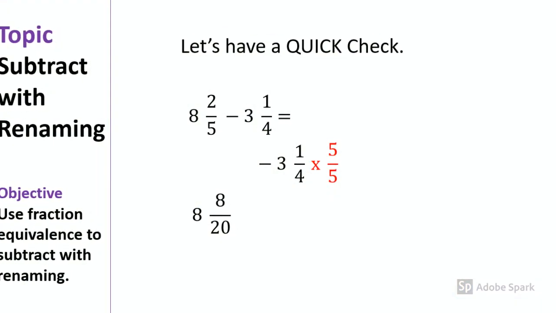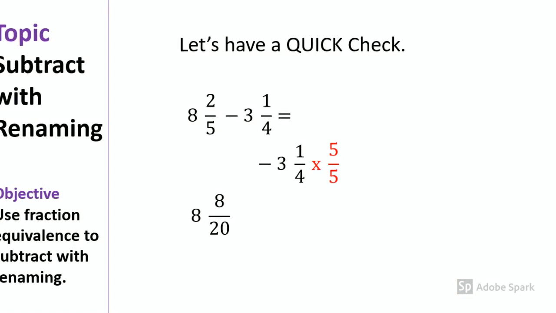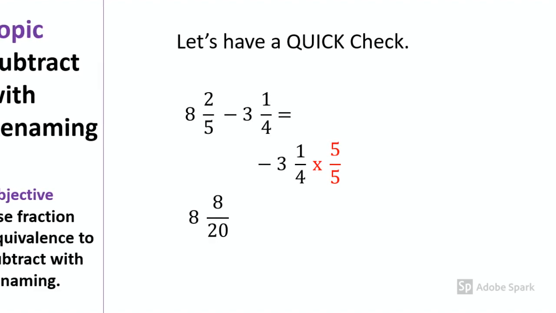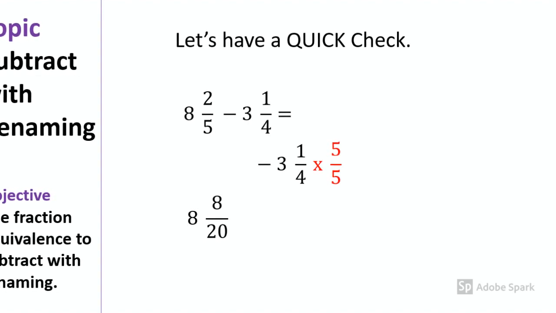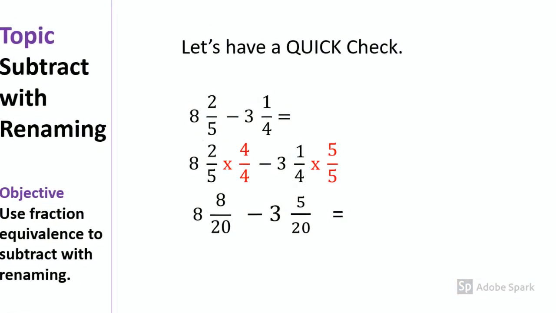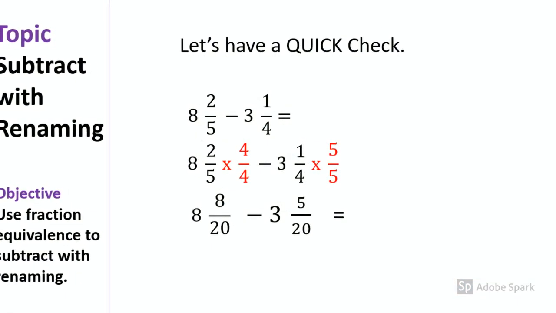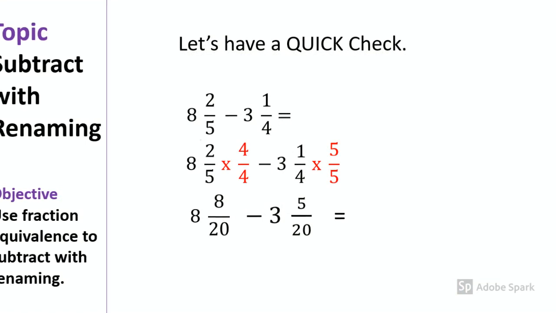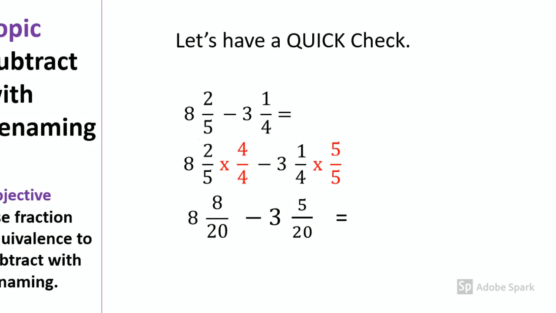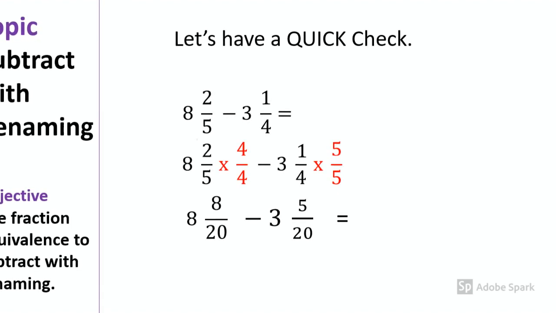Now, we are going to work on 3 and 1/4. We're going to multiply 1/4 by 5/5. Therefore, 1 times 5 is 5 and 4 times 5 is 20. Now, both denominators of the mixed numbers are the same. We can subtract now 8 and 8/20 minus 3 and 5/20.